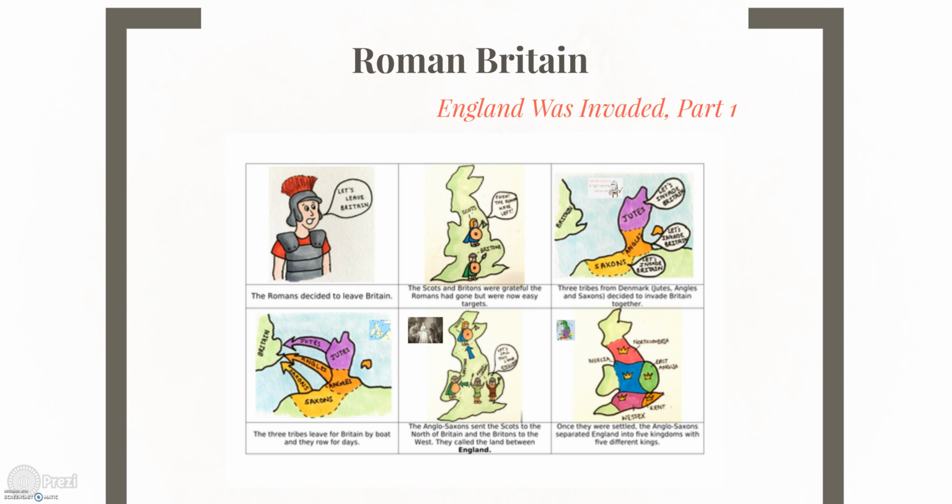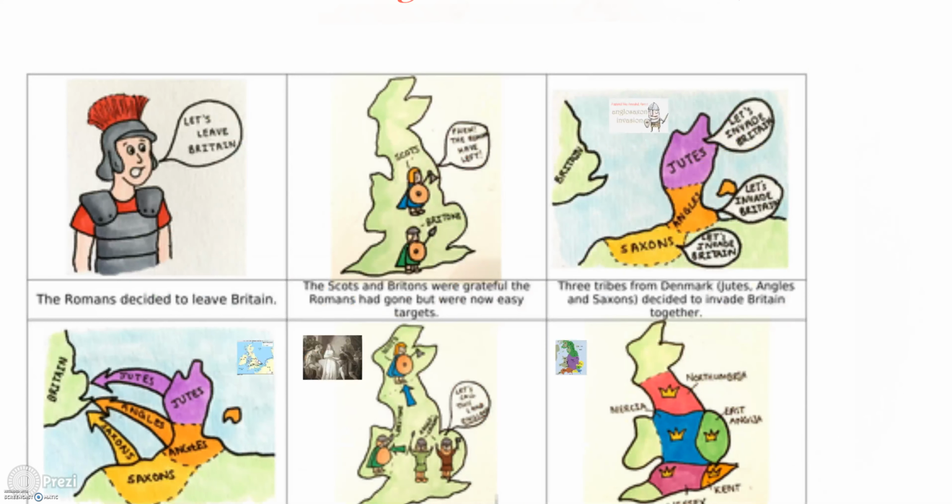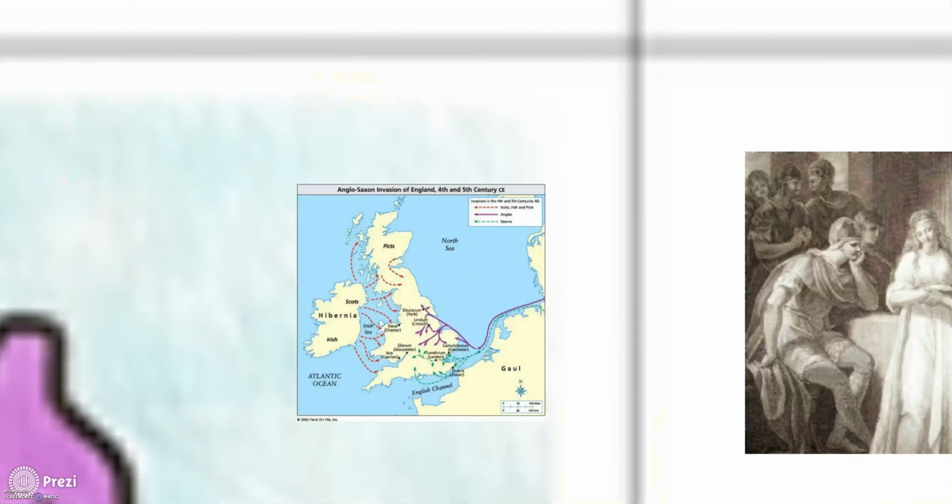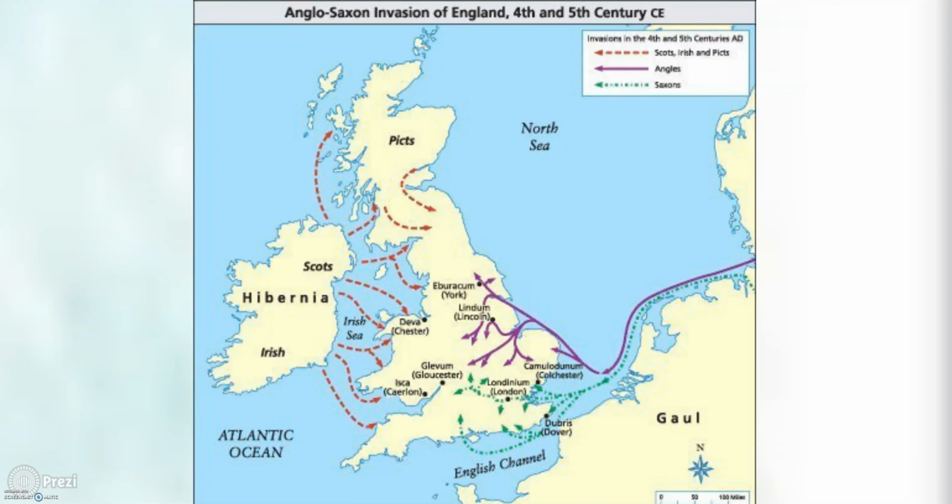So let's kind of run through that. This is a little comic that shows what happens, but it's broad strokes. Let's get into the nitty-gritty a little bit. Okay, so this is the Anglo-Saxon invasion. It's really the Anglo-Saxon Jute invasion, but the Jutes are all going to get killed, so we don't care about them anymore. Okay. Now, this is what actually happened.